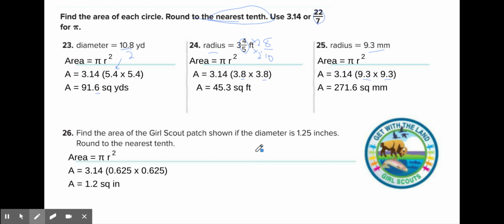And then lastly, the Girl Scout patch. Again, the answer has to be rounded to the nearest tenth. Now, they give you the diameter. So again, divide it in half. And that's where you get your 625 thousandths right in there. So all laid out there, and multiply. And again, this is one definitely using Precious. And so you can get 1.2 square inches because we're rounding to the nearest tenth.